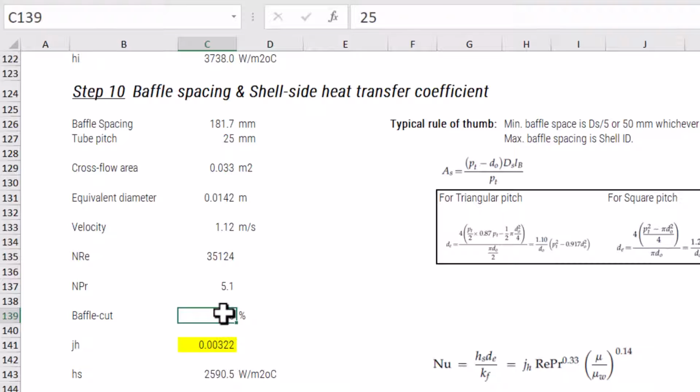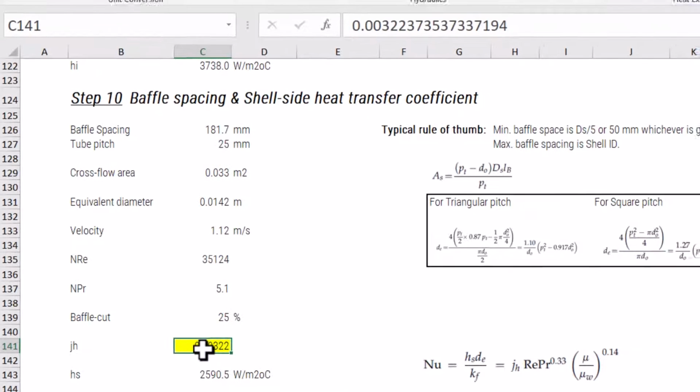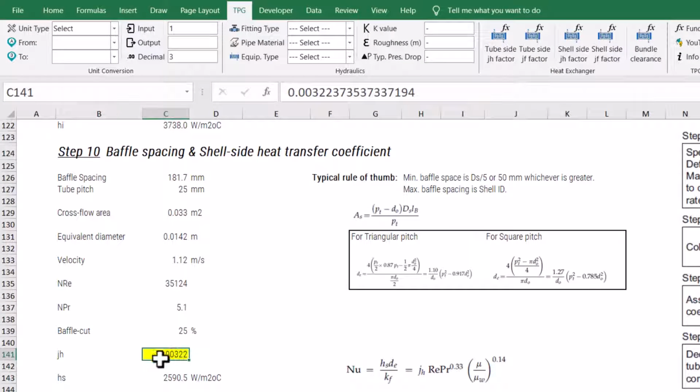Baffle cut, you can select anything like 15%, 25%, 40, 45. It's up to you. I'm just using the value as per the textbook. I'm just sticking to 25%. But this is important information that you need to use while reading this JH factor graph. As I said, here I have just put the value directly, but we can use the digitized graph to make this value dynamic.